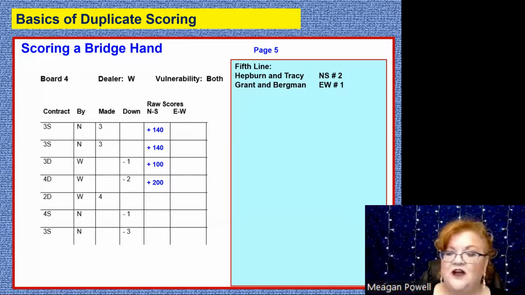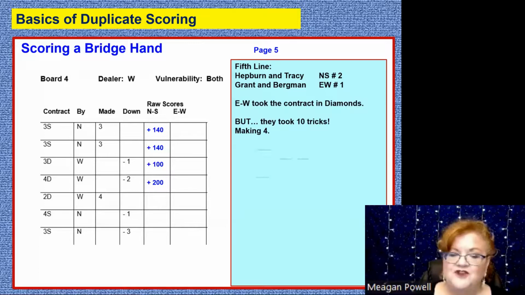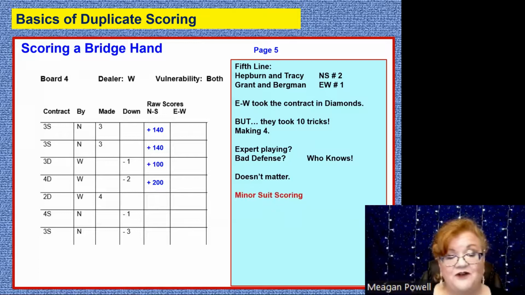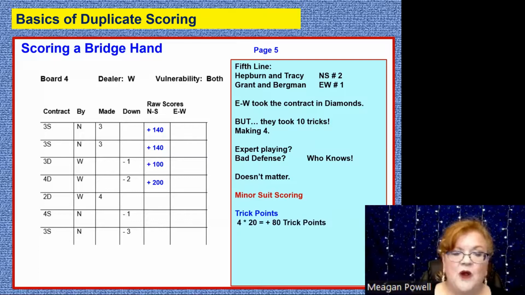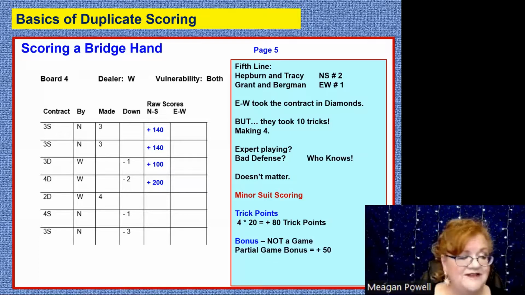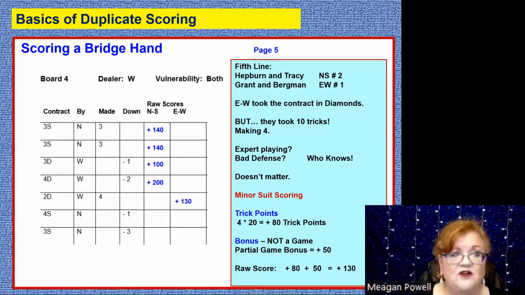So East-West is going to do the calculation, right? So how do they do the calculation? Well, this is a minor suit, isn't it? 4 tricks above book times 20 is 80 trick points. Okay. But now we've got to add a bonus in. They are not in game. 4 diamonds is not game. 2 diamonds is not game. And even though they made a lot of tricks, doesn't matter. They didn't bid a game. They get a partial bonus of plus 50. 80 plus 50 is 130. This goes in the declarer's column, East-West. They were the ones who were successful with their contract. So far, so good?